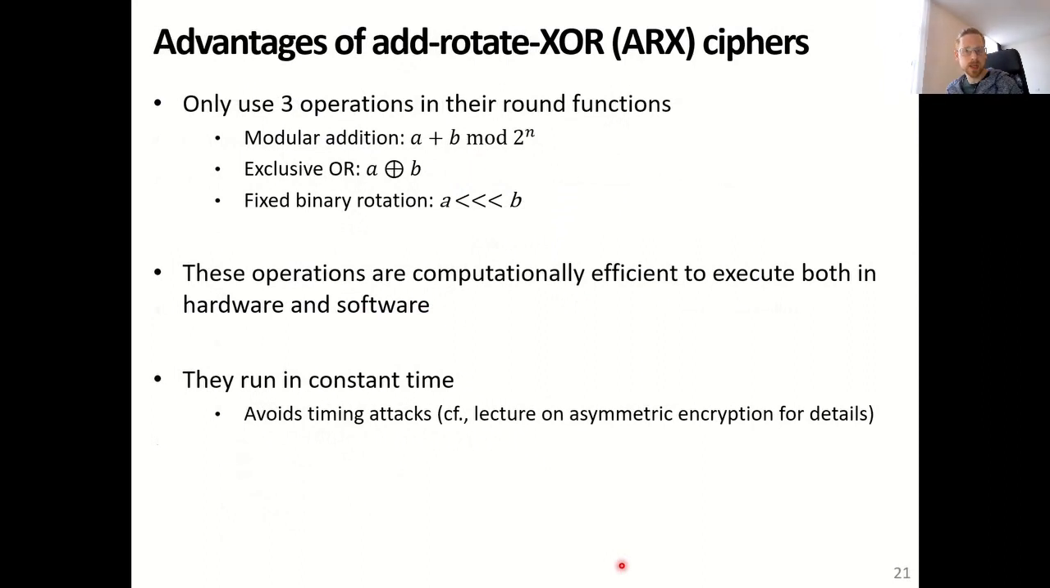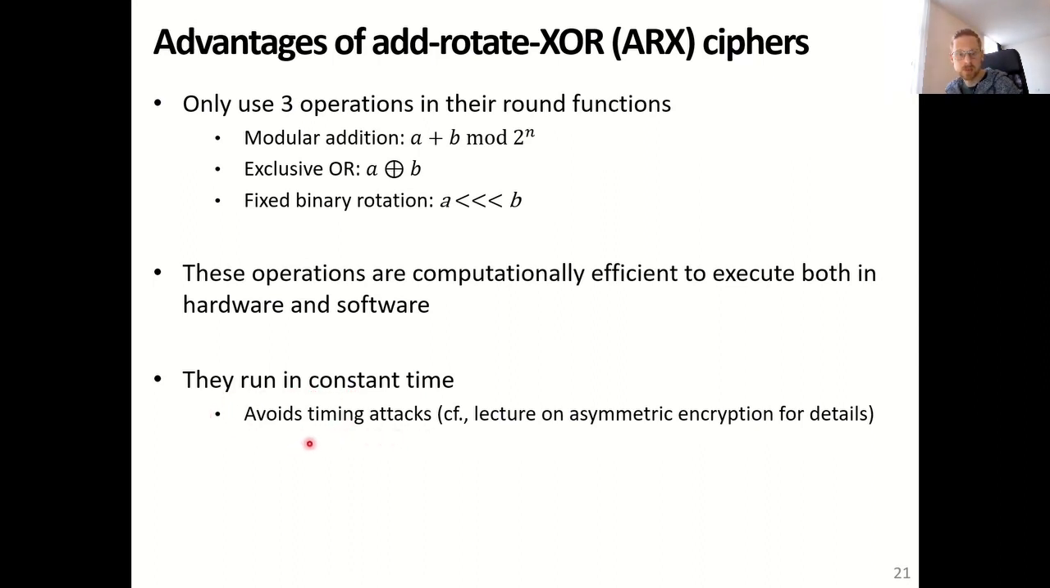So why does it use this ARX principle? This ARX principle, add, rotate, XOR, has several advantages, and many ciphers therefore use it. First of all, it relies on 3 basic operations, which I already explained on the previous slide. The reason it uses these 3 operations is because they are computationally efficient to execute both in hardware and in software. Also, very important, they run in constant time. For example, modular exponentiation or modular multiplication don't run in constant time. The reason why this is important is to avoid timing attacks.